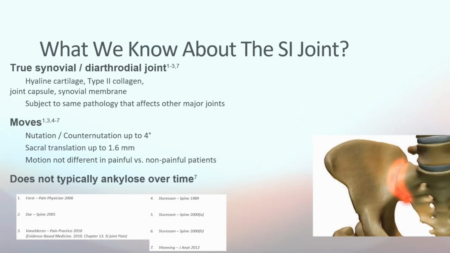So what we know about the SI joint is it's just like any other joint that you think about, as far as a hip and knee, that there is synovial fluid, type 2 collagen, and hyaline cartilage. Nutation and counter-nutation basically implies that it's not a completely static joint. The nutation we think about would be a little bit of a tilt forward, and the counter-nutation is the opposite direction, coming backwards.